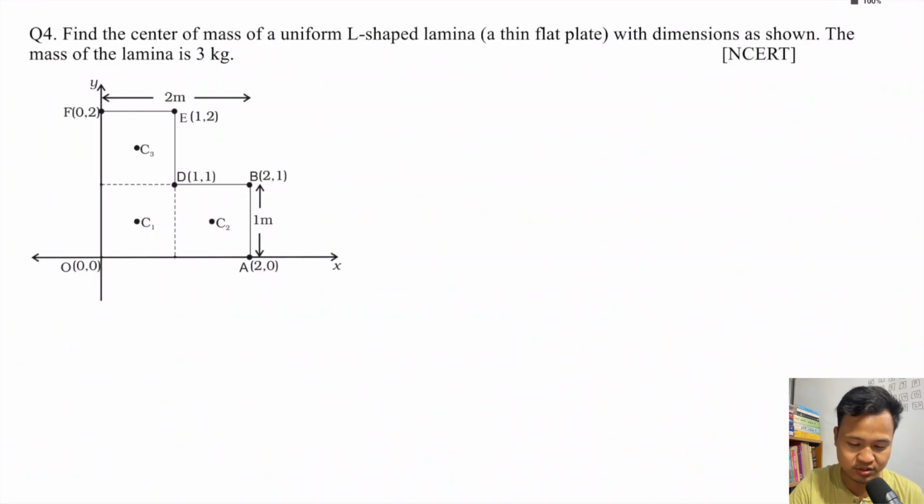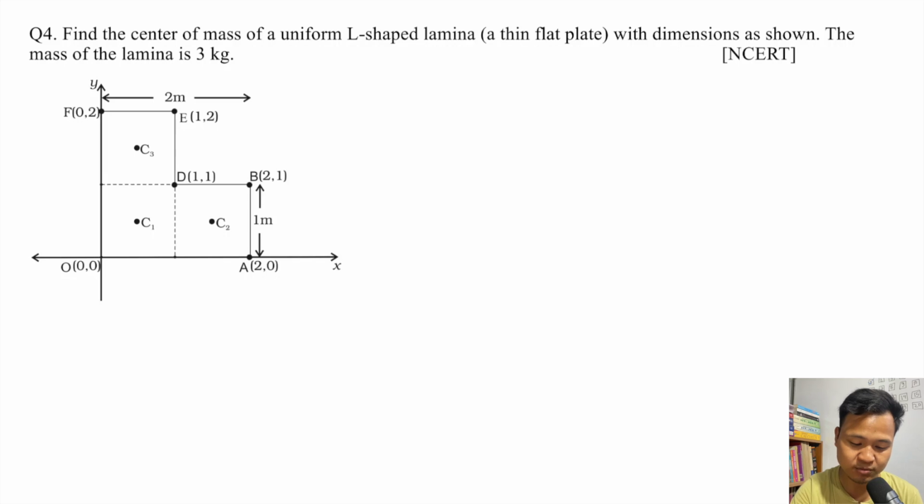Okay, one more question. This is the NCERT solved example. So you have a uniform lamina, a plate. So here you have a square lamina, that means a square plate. Find the center of mass.